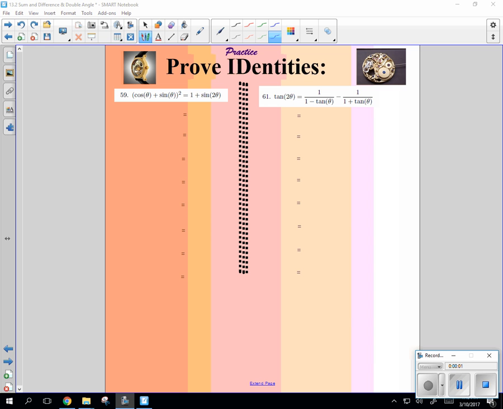In fifth hour were asking me, Dr. Sauer, when do we get to do proofs with these identities? Okay, nobody asked me that, but we can use these identities. Let's do number 59 here first.